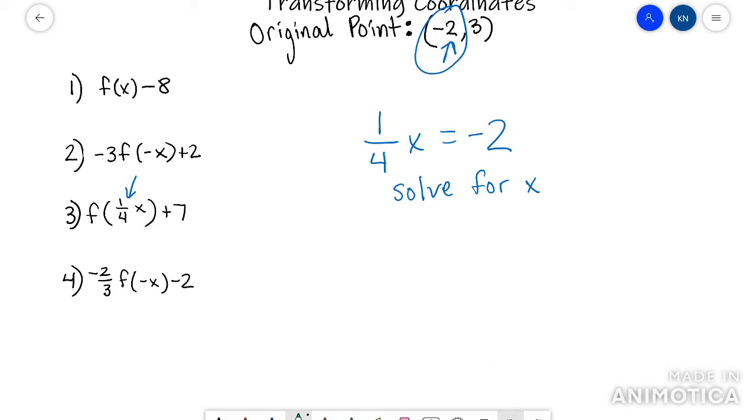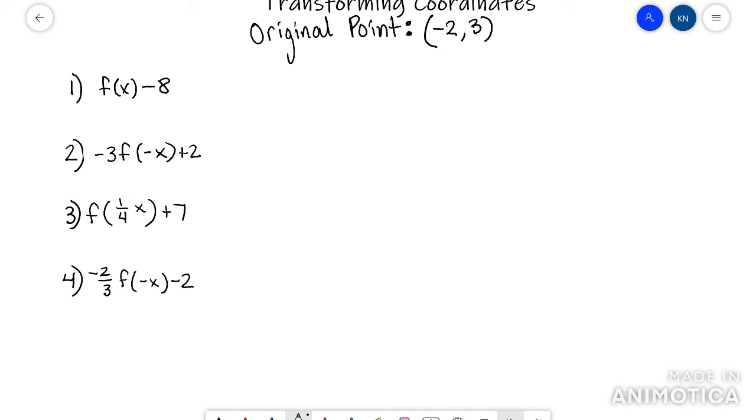All right, let's walk through these 4 problems. I think once you see me do a couple, you'll get the hang of it. The first one, I look at it and there's only this -8 and it's outside, so it's going to be affecting the y value. Since it's outside, I do what it says. I subtract 8. The -2 part did not change, but the 3, I'm going to have to subtract 8 from it. So I'm going to get -5 as my new y.